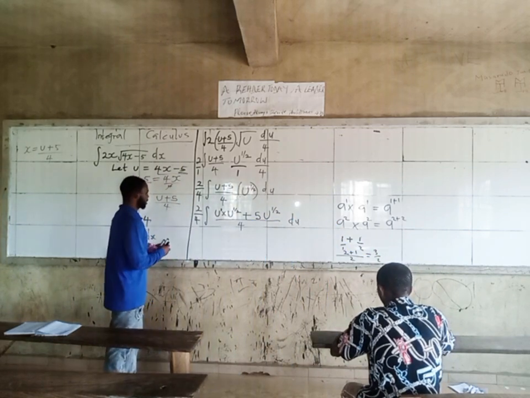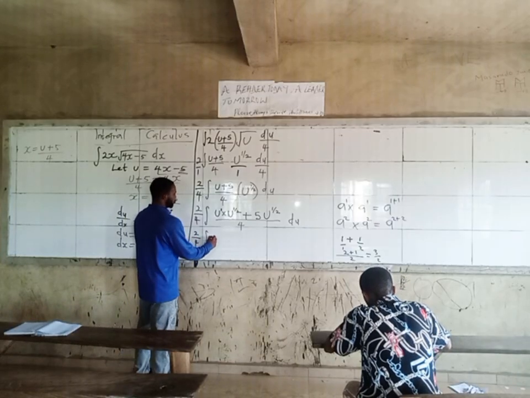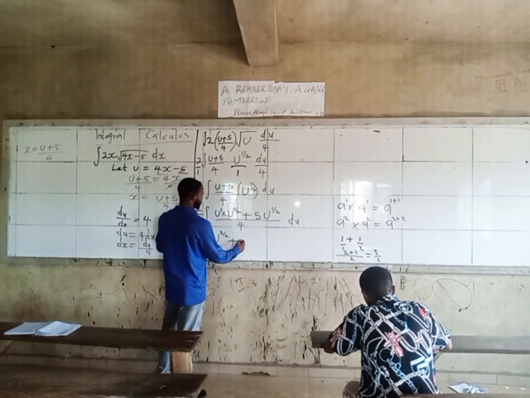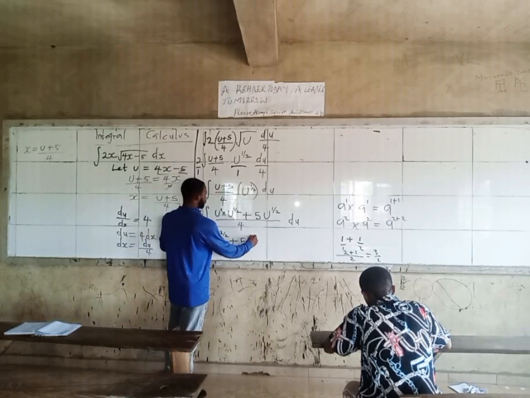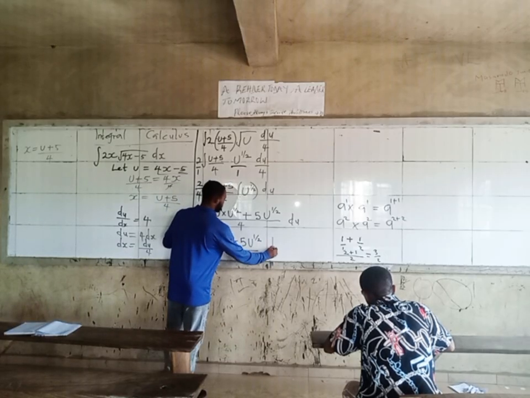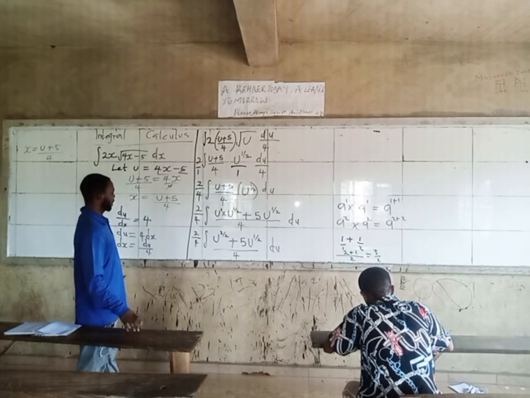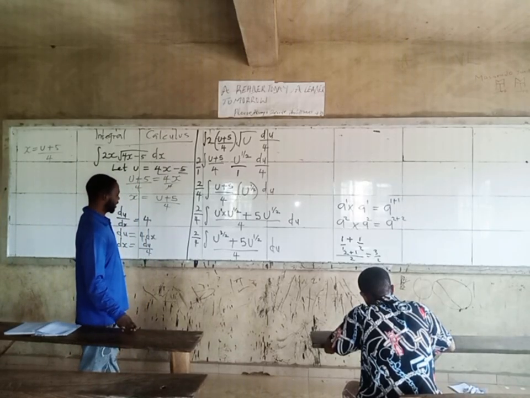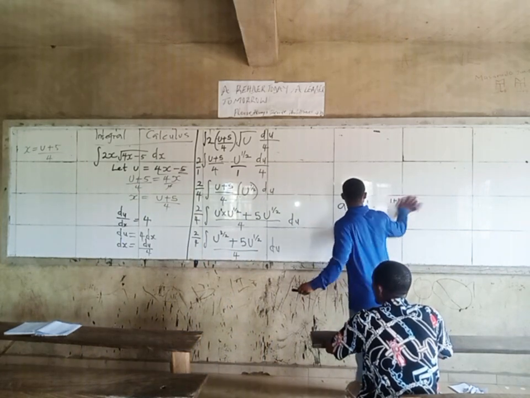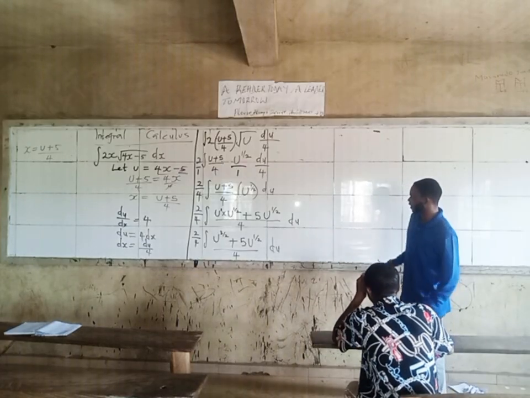So now that I've loaded it, I can now go back and say this is the same as saying 2 over 4 integral u raised to power 3 over 2 plus 5 u to 1 over 2, all over 4 du here. Yes. Now at this point, I want to clean this. I can now, because I need freedom. That's just what I'm trying to illustrate.